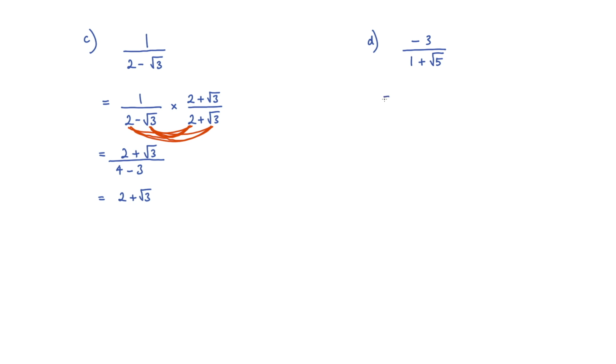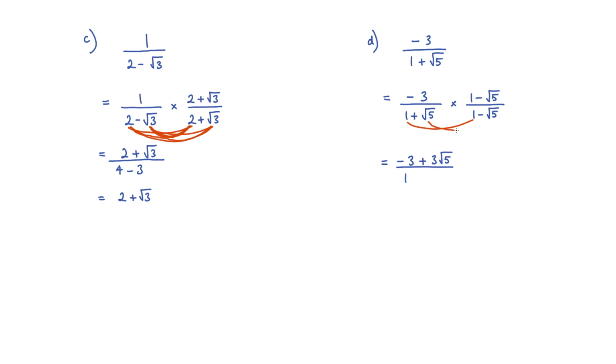On to D, and a similar approach here. We've got the negative 3 over 1 plus root 5. So when we multiply by the conjugate, we're going to get 1 minus root 5, and that's over 1 minus root 5. Okay, doing the multiplication, we've got the negative 3 here multiplied by 1, so that's going to give me negative 3. I've got the negative 3 multiplied by the negative root 5, which is going to be a positive, and it's 3 root 5.